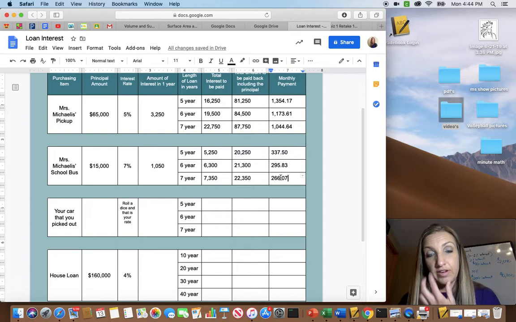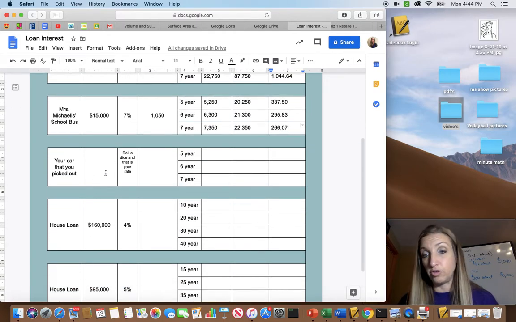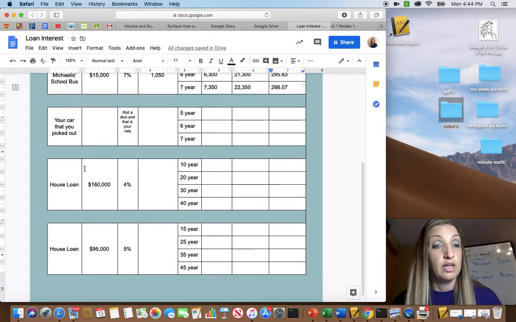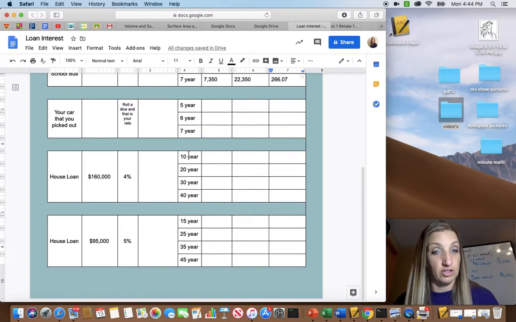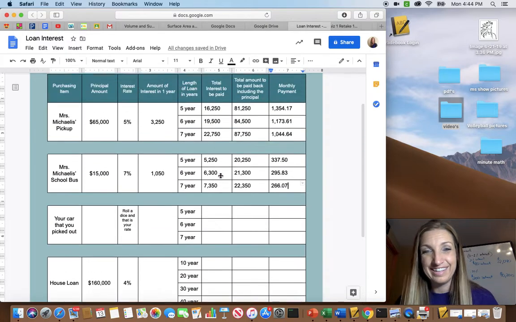So depending on my financial situation, if I can afford this each month, $337, I would definitely want to pay it on 5 years because I would save money on interest. But if I can't do $337 every month, then I'm going to have to agree for something else where my monthly payment is less. Okay, so again, I want you to do your car that you picked out and you posted on the Padlet last week. And then I want you to figure a house loan, 2 of them, and they're going to blow your mind. Okay, good luck.